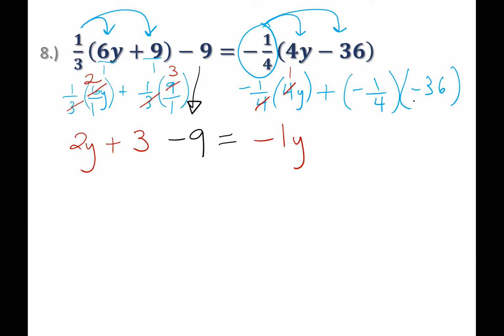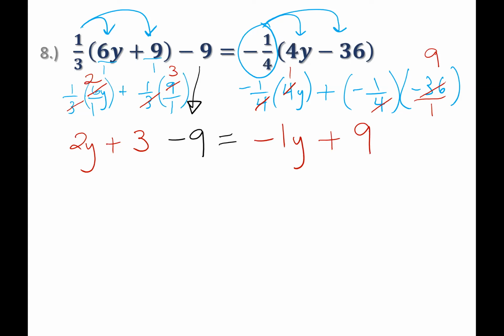Negative 1/4 times negative 36. Negative times negative, this is going to be positive. And then 36 divided by 4 is 9. In a way, it's like negative 1 times negative 9 becomes just positive 9. So here we are. Here's the full problem now. 2y plus 3 minus 9 equals negative 1y plus 9. So there's no more parentheses, and look at that, there's no more fractions. So now we get to simplify and continue solving.